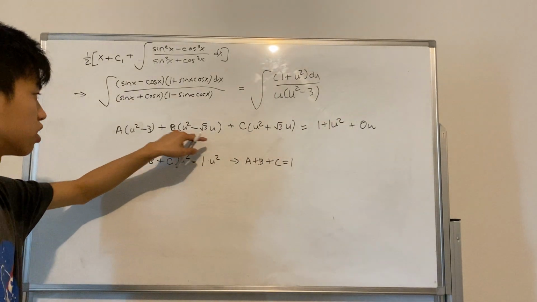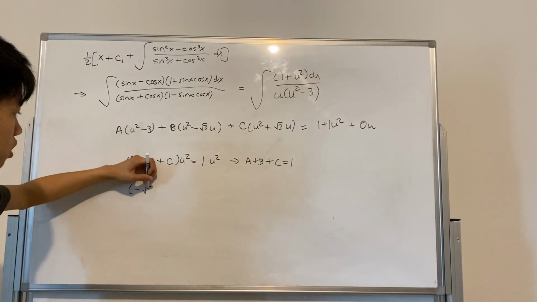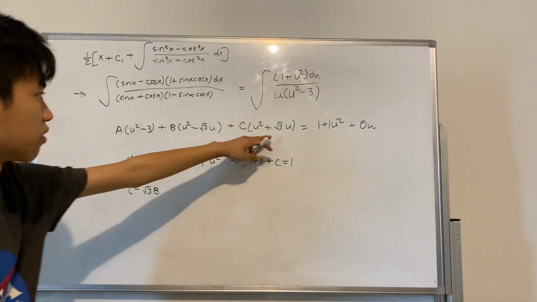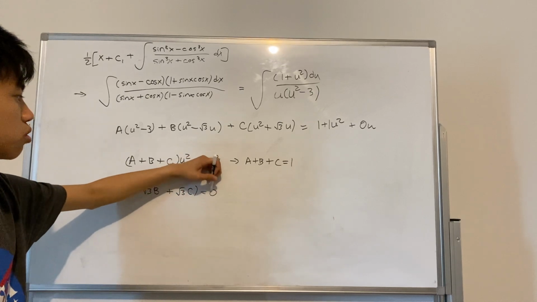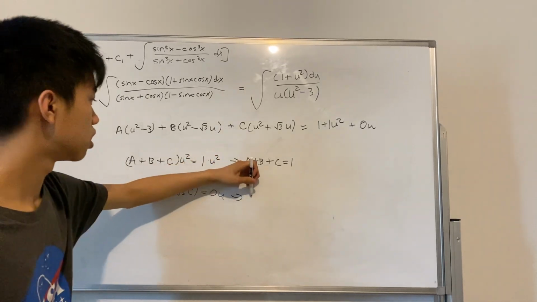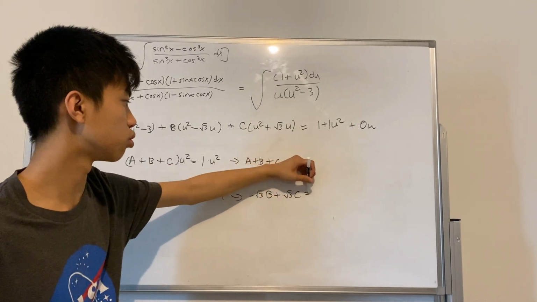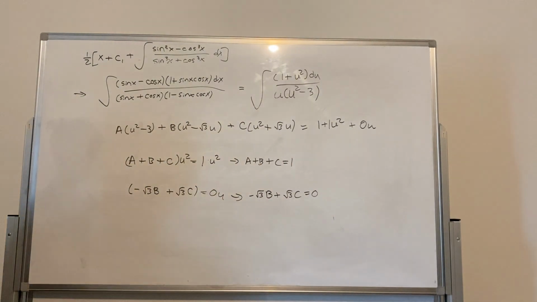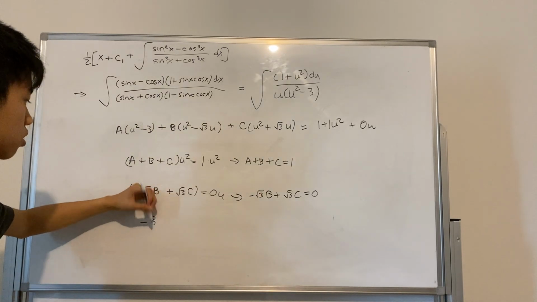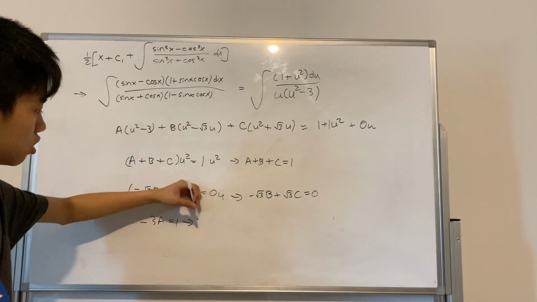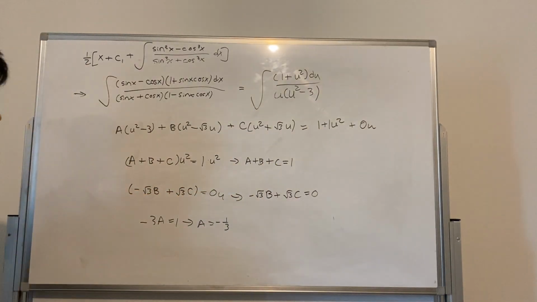So we have a negative root 3 b u, so negative root 3 b, plus root 3 c equals 0u. So negative root 3 b plus root 3 c equals 0. Then we can just group the constant terms. There's just one constant, that is going to be 1. So we already know that a is equal to negative 1/3 right off the bat.